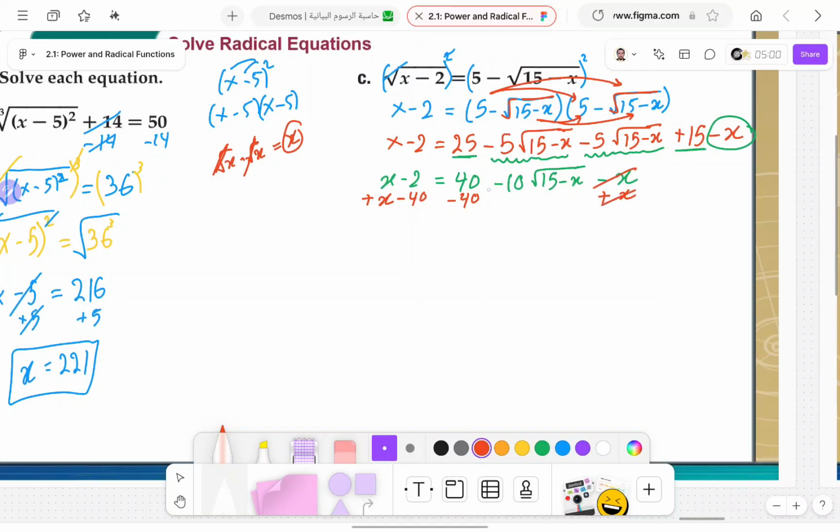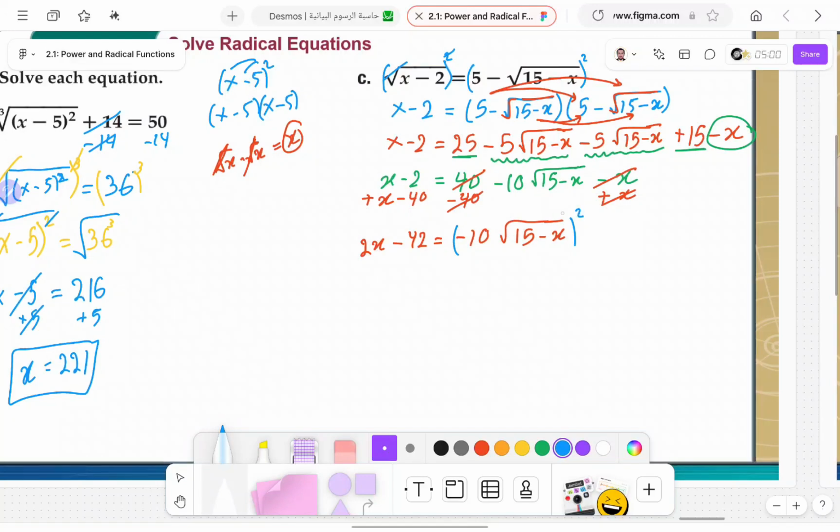So now we cancel this 2 and we cancel this 2, so it becomes negative 10 square root 15 minus x, and here x plus x is equal to 2x. Negative 2 minus 40 is negative 42. Okay, now next, after we simplified, let's do the square for both sides to cancel the square root.